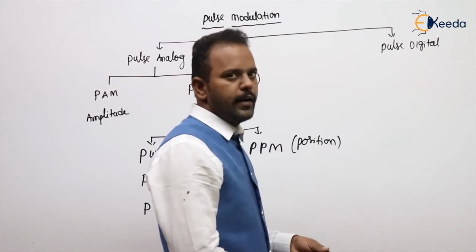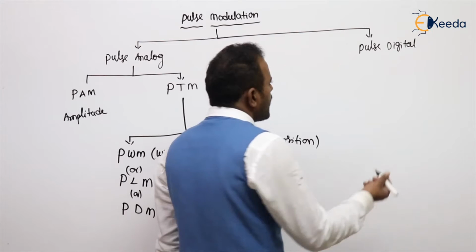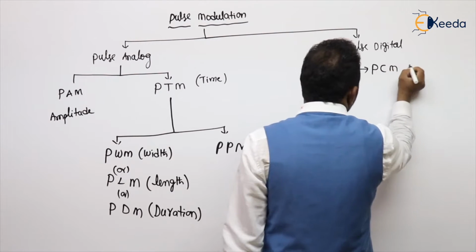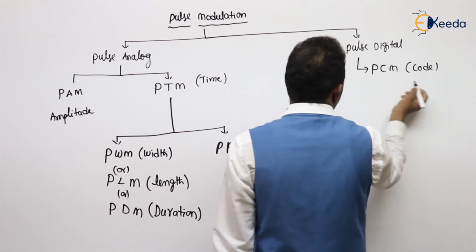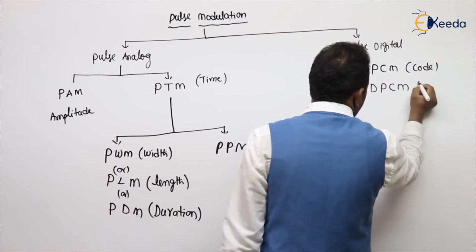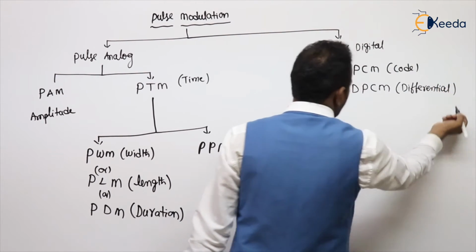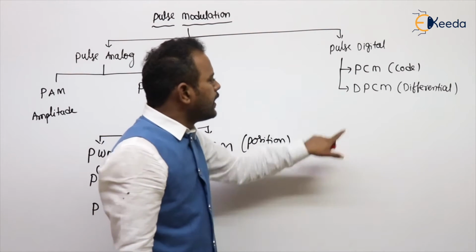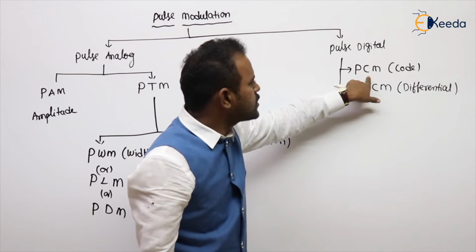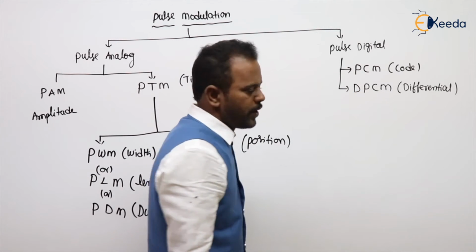Coming to the pulse digital modulation schemes, the first one is pulse code modulation. C means code. Pulse code modulation, as well as we are having differential, D means differential, remaining as usual, differential pulse code modulation. PCM means pulse code modulation, C means code. So differential pulse code modulation.